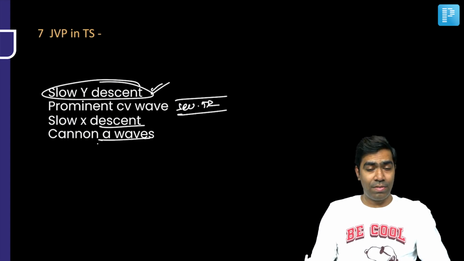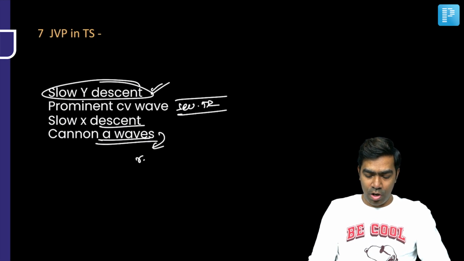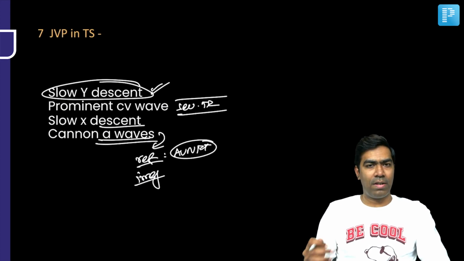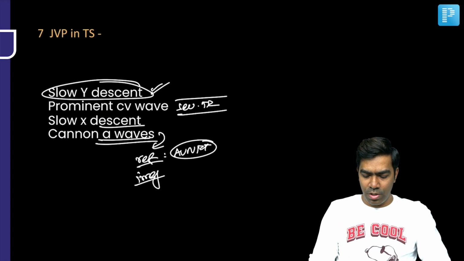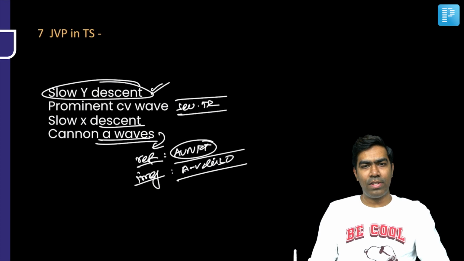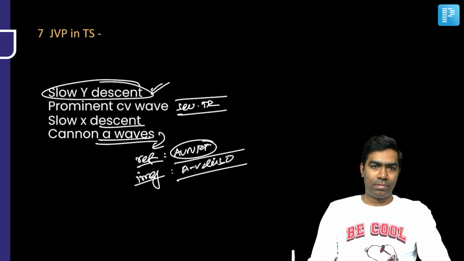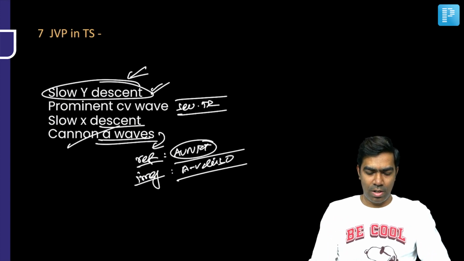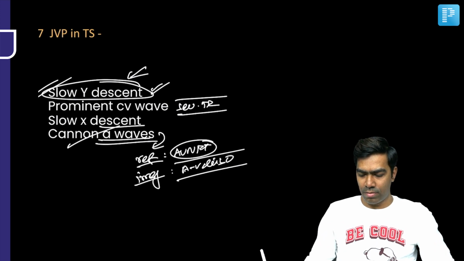And what about Cannon waves? Cannon waves can be regular or irregular. And of course, regular Cannon waves will be seen in conditions like AVNRT, which is going to clinically manifest as something called frog sign. And when it comes to irregular Cannon waves, you're going to see them in patients with AV dissociation. Brady with AV dissociation is complete heart block, and Tachy with AV dissociation is going to be your ventricular tachycardia. So Cannon waves will be seen in a different setting, not in patients with TS. So when it comes to slow Y descent, two causes: tricuspid stenosis and patients with right atrial myxomas. These are two things that you need to remember. So the right answer for this question is option A, slow Y descent.